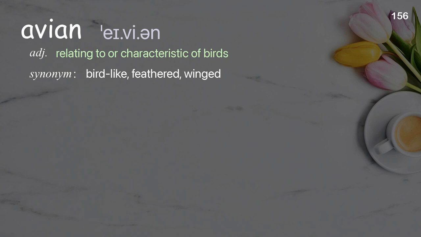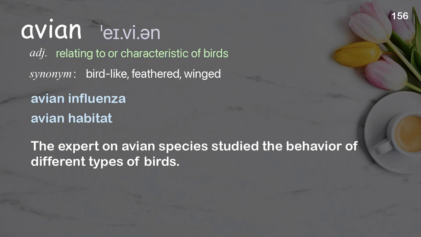Avian. Relating to or characteristic of birds. Examples: Avian influenza, avian habitat. The expert on avian species studied the behavior of different types of birds.